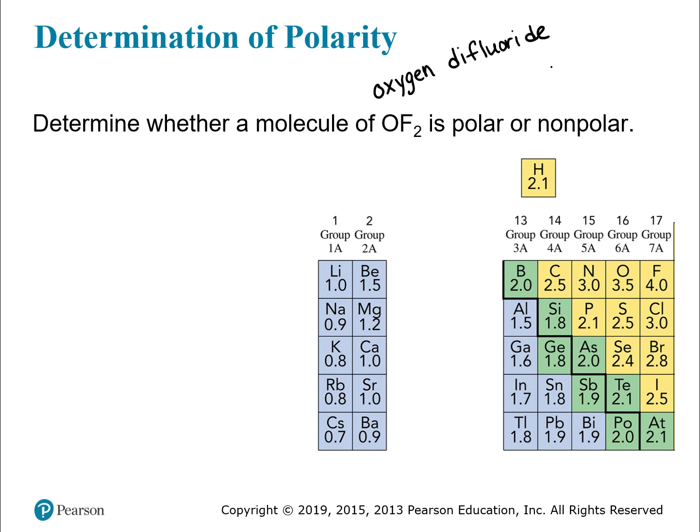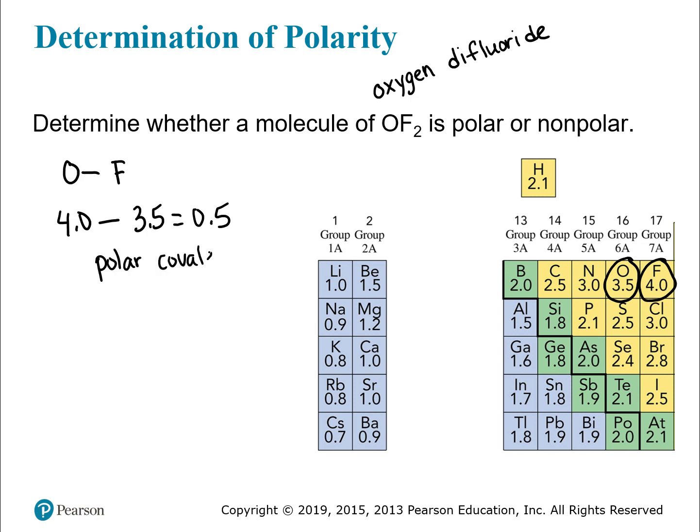The first thing you want to do is figure out what kind of bond you have between the oxygen and the fluorine. Fluorine, you've got 4.0. Oxygen, you've got 3.5. Their difference is 0.5. That means you've got a polar covalent bond. Great, we figured that out. But we're not done.